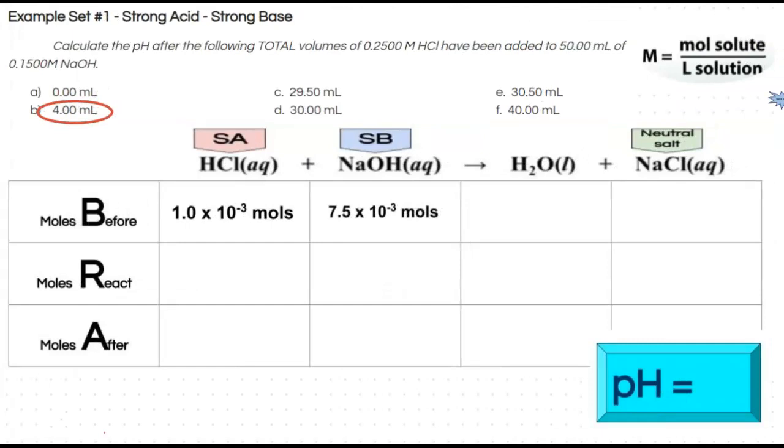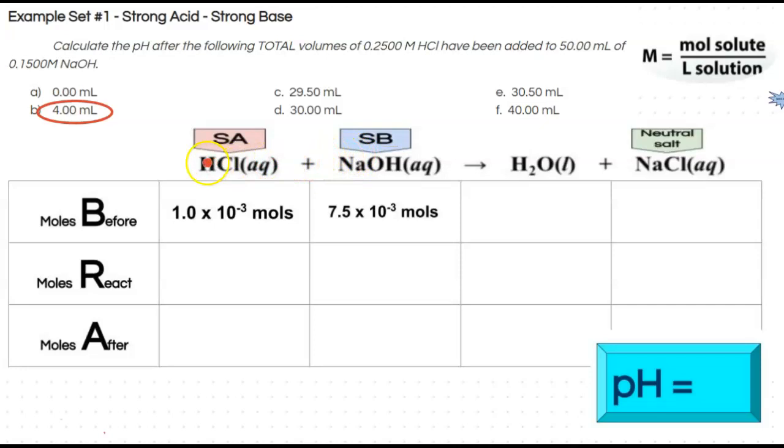Okay, for part B, we're going to start adding the acid to our base solution. So when we start adding an acid to the base, we are going to be looking at a chemical reaction. And I've got the reaction equation written right here at the top. Hydrochloric acid, which is a strong acid, is going to react with sodium hydroxide, a strong base, to produce water and sodium chloride. Sodium chloride is referred to as a neutral salt because it is the ionic product of a strong acid, strong base reaction.